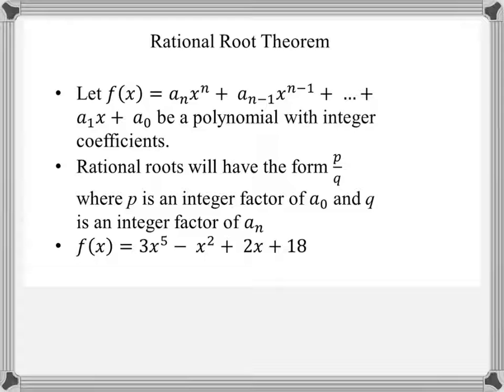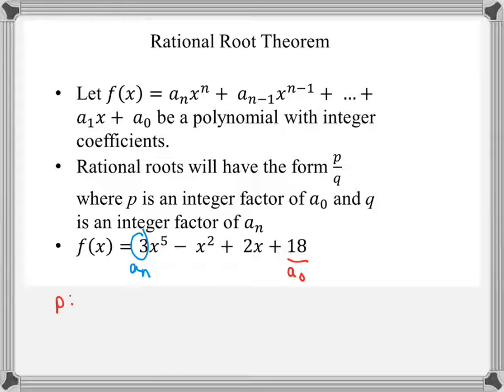So we're going to look at that for our polynomial f of x equals 3x to the 5th minus x squared plus 2x plus 18. So here our constant is 18. So that is our a sub 0. And 3 is our leading coefficient. That is our a sub n.